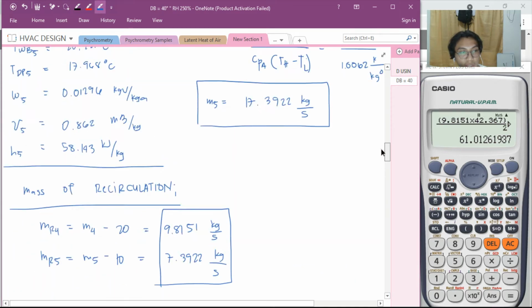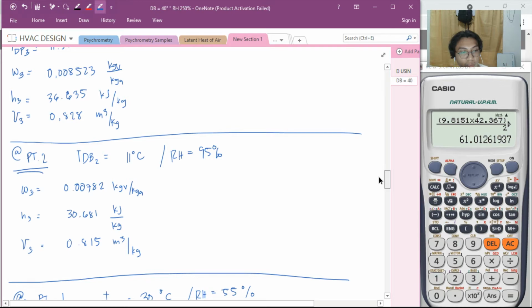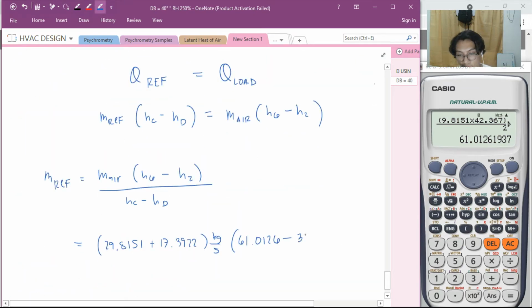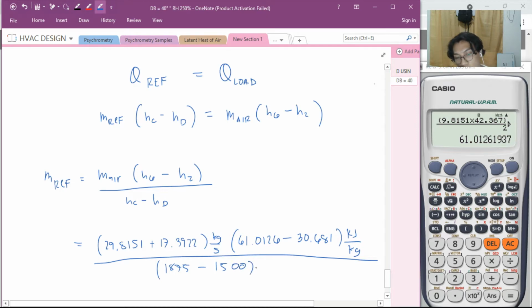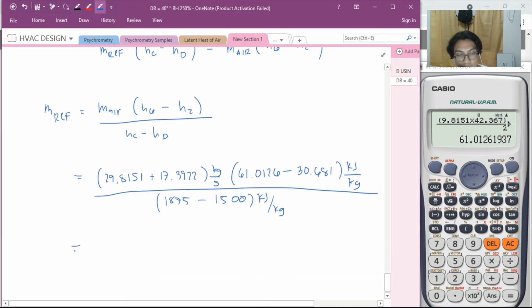Nasa H2. Hanapin natin. H2. Ayun. Hindi pala to 3. H2 yan. This is W2, H2, tsaka B2. 30.681 kilojoule per kilogram. Divided by HC. HC is 1875 minus 15 kilojoule per kilogram. Makakancel si kilogram. Ang lalabas kilojoule per second.